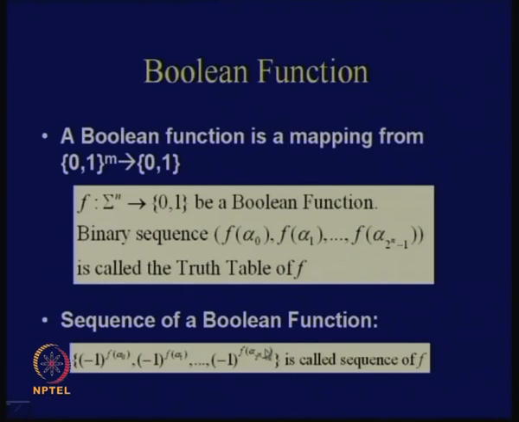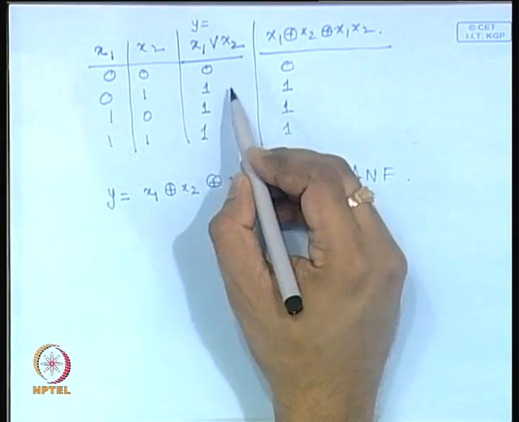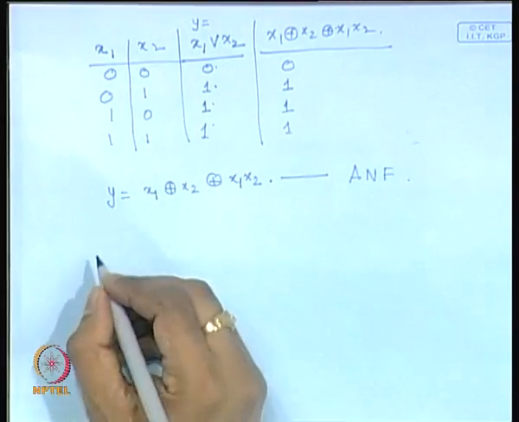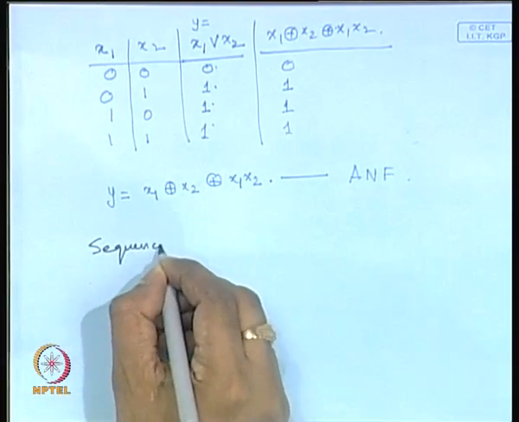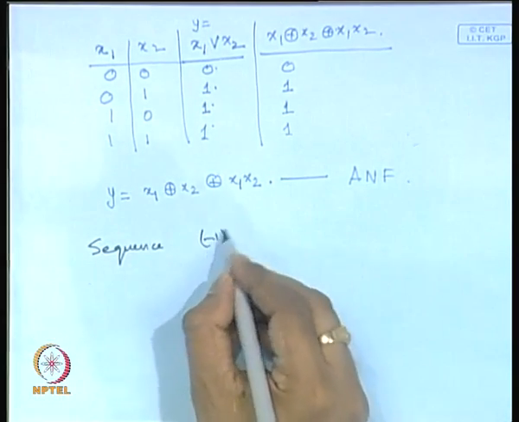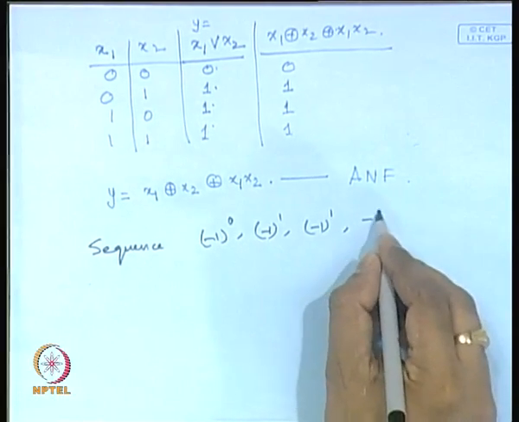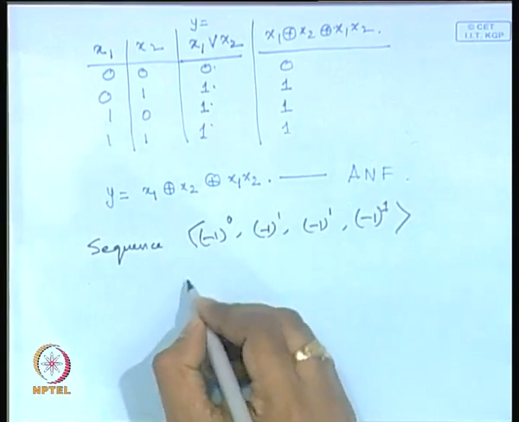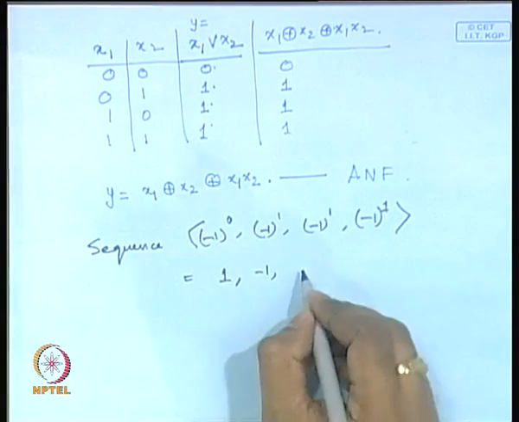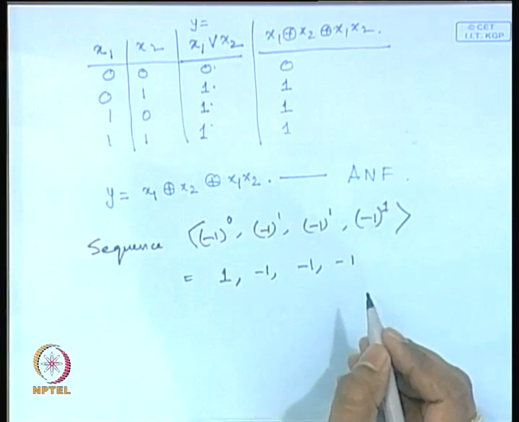So what you do is take the truth table elements and raise -1 to the power of each element. What will be the sequence in this example? If the truth table elements are 0 1 1 1, then the sequence will be -1 to the power of 0, -1 to the power of 1, -1 to the power of 1, and -1 to the power of 1. So I will write this as 1 -1 -1 -1.